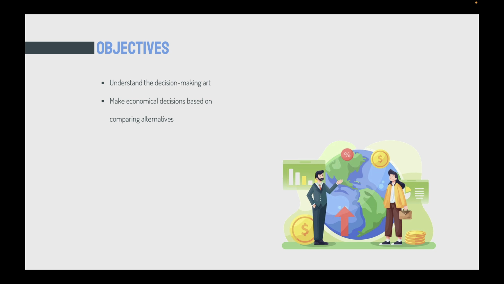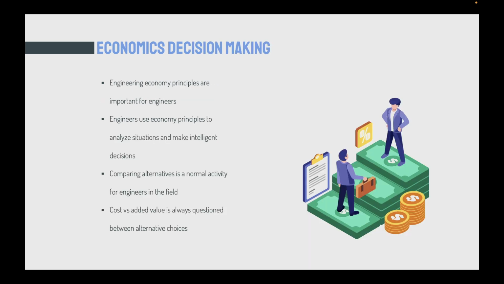Our objective will be to understand the decision-making art, and we will try to make economical decisions based on comparing all the available alternatives that we could have in our application, in our field, in our industry, and so on. Now, engineering economy principles are very important for us as engineers. We use those to make the right decision at the right time. And engineers always use those principles and make intelligent decisions as needed.